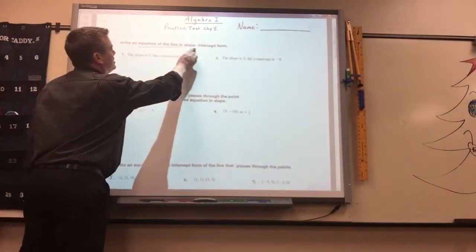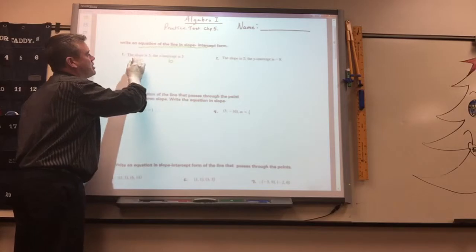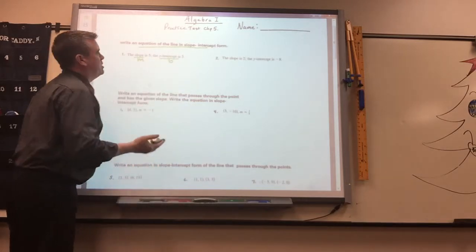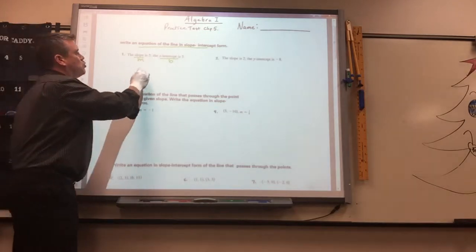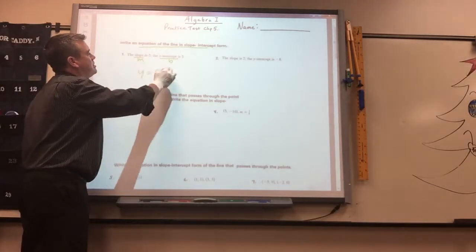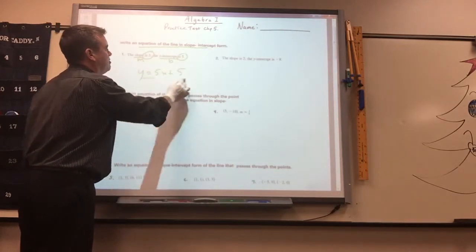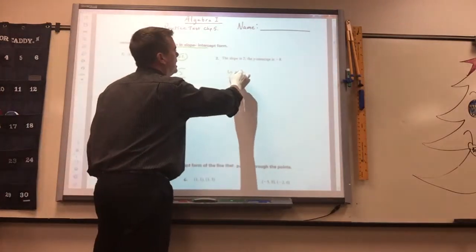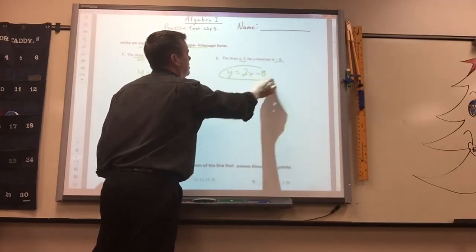To write an equation in slope-intercept form, you need m and you need b, which m is slope, b is the y-intercept. So you don't need to find anything, it's all given to you. So it's y equals 5x plus 5. M is 5, b is 5. This would be y equals 2x minus 8. Alright?